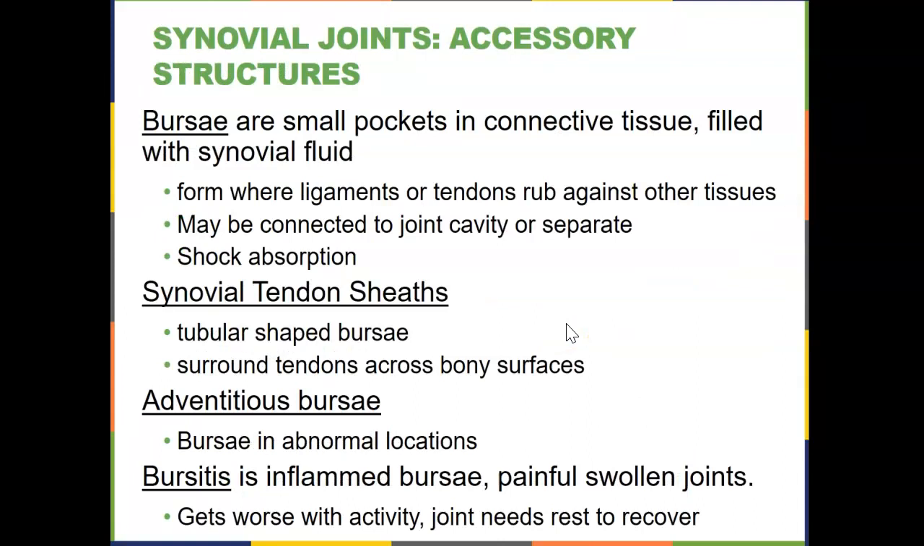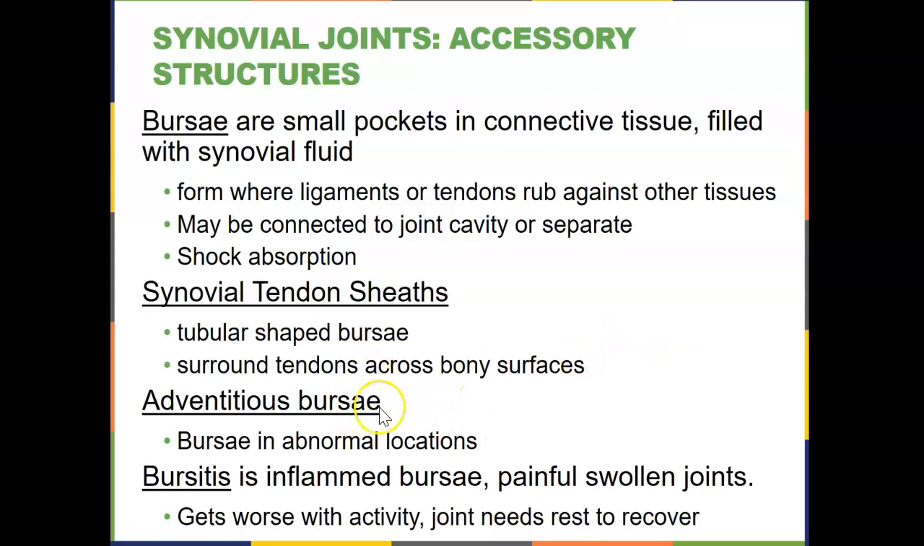We have the synovial tendon sheaths. These are kind of long, thin shaped bursa, and they tend to go across the bony surfaces of a bone, and it allows the tendon not to produce a lot of friction over the bone. The adventitious bursa, the bursa in abnormal locations. Kind of weird. When we say abnormal, it's just kind of like you would never guess that a bursa would be there, like associated with the patella.